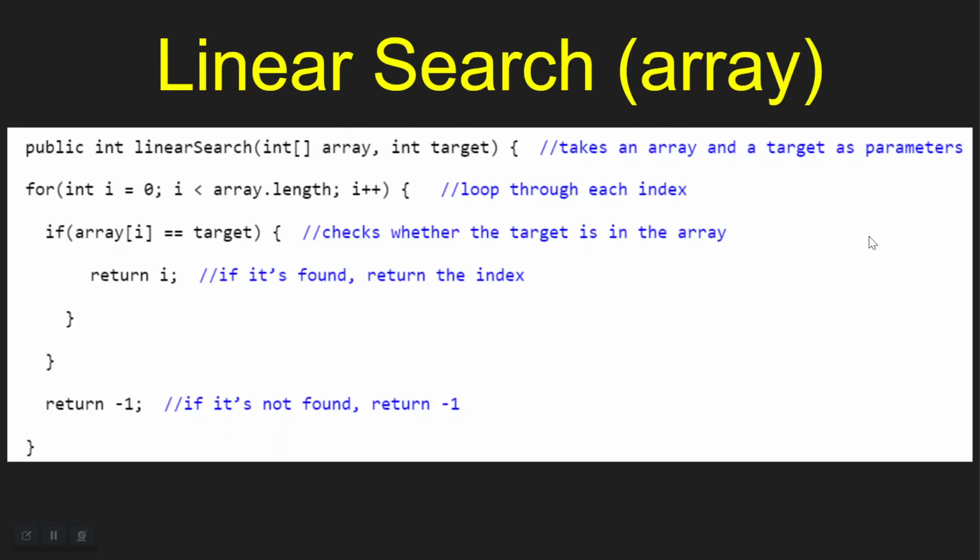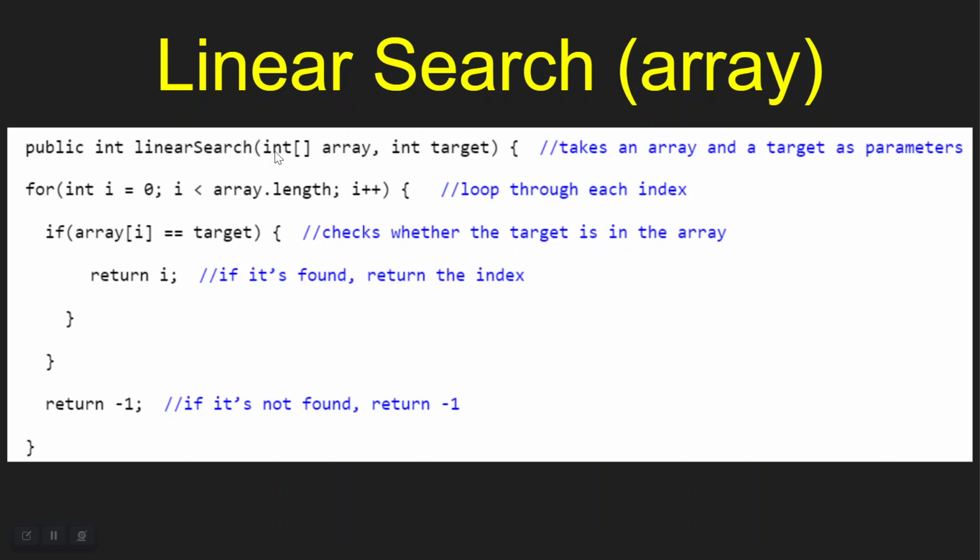So let's take a second here and look at the program code for a linear search with an array, and then we'll do the same thing for an array list. So here's a method, a public int linearSearch. This is going to return the integer representing the index value of the target number that you're trying to find in this array.